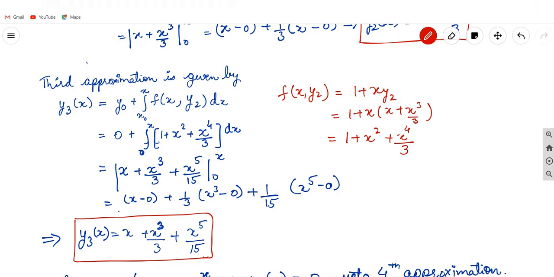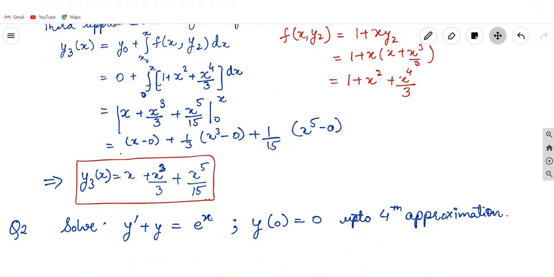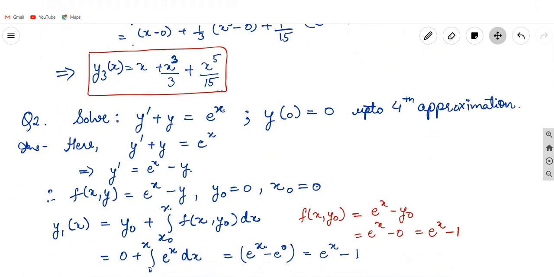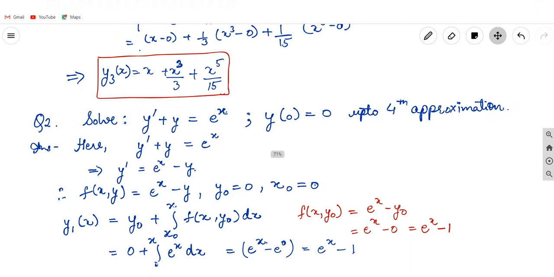Now we move ahead to the next question. It is slightly different from what we have done in the first question. In this we have y dash plus y is equal to e raised to the power x. Now what is our function here? Our function is not e raised to the power x. The equation given here is y dash plus y is equal to e raised to the power x.